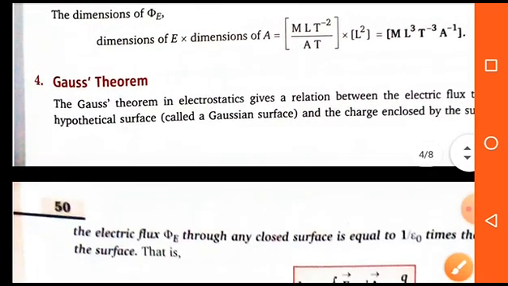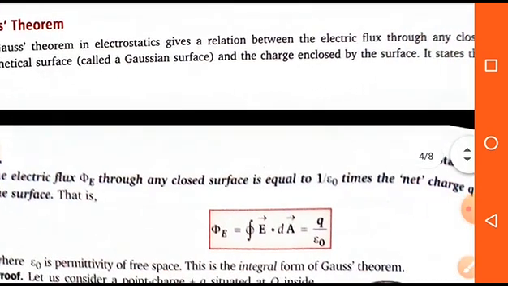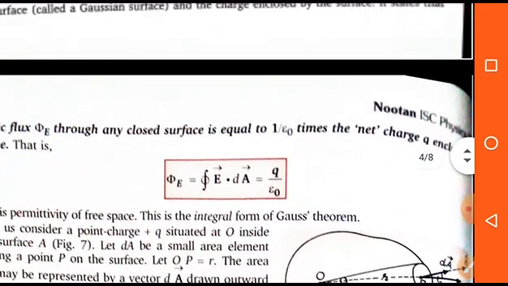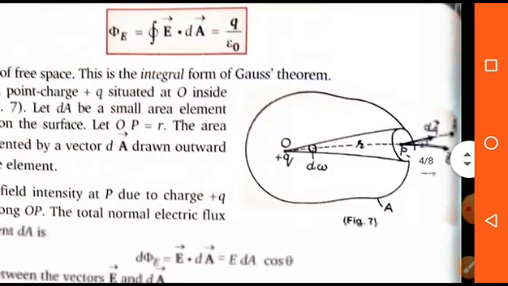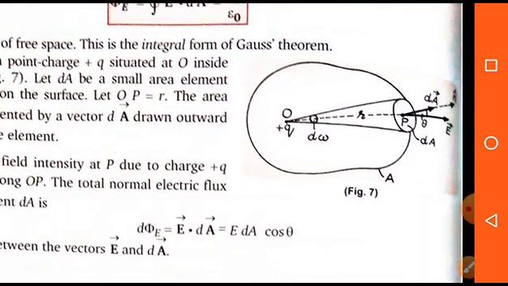Now the most important topic is Gauss theorem, and here we will discuss the proof of Gauss theorem and the statement of Gauss theorem. So take an uneven surface and take point O as a center and place a charge small q. Take a small surface on the whole surface which is denoted by dA, and take a point P where we have to find the electric field.